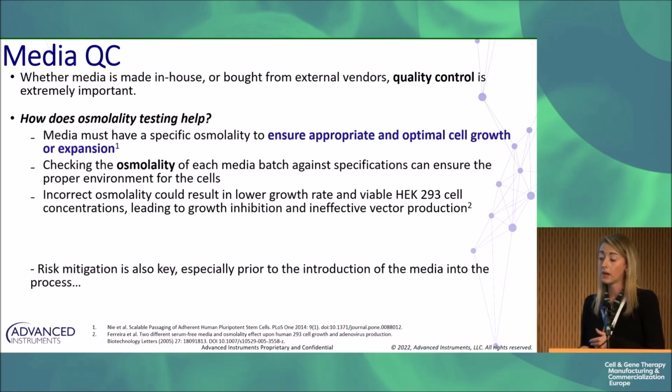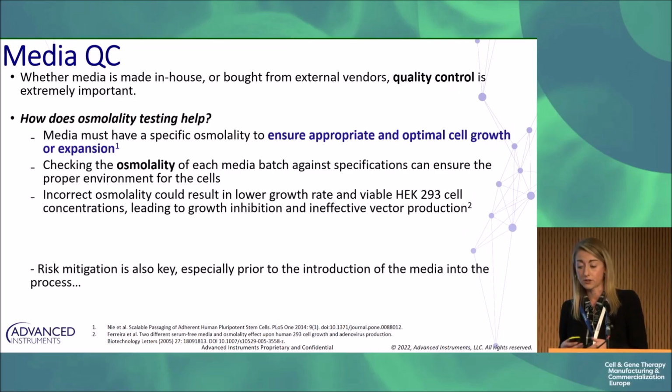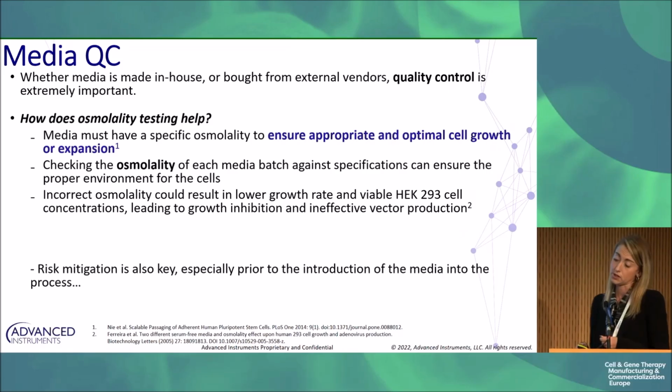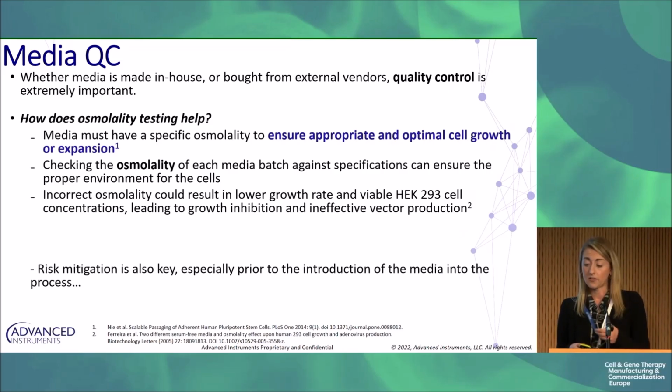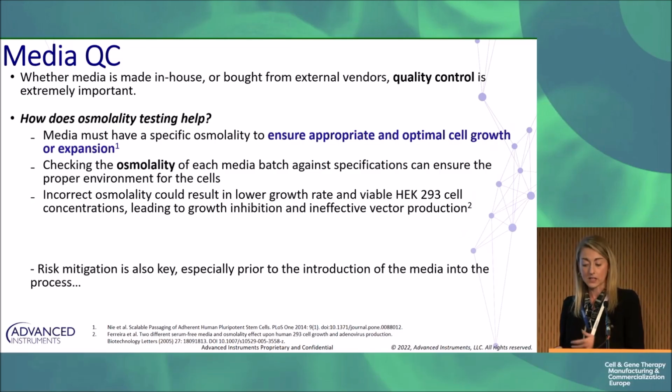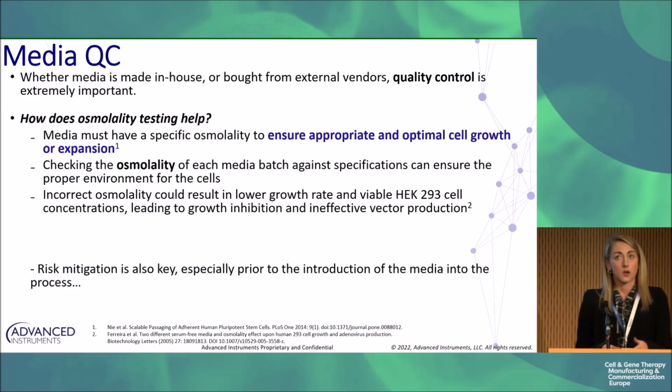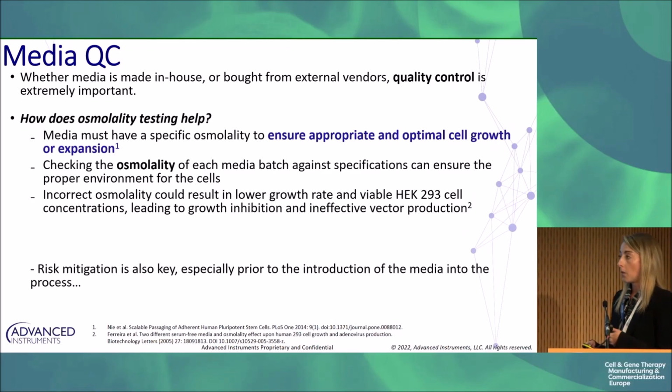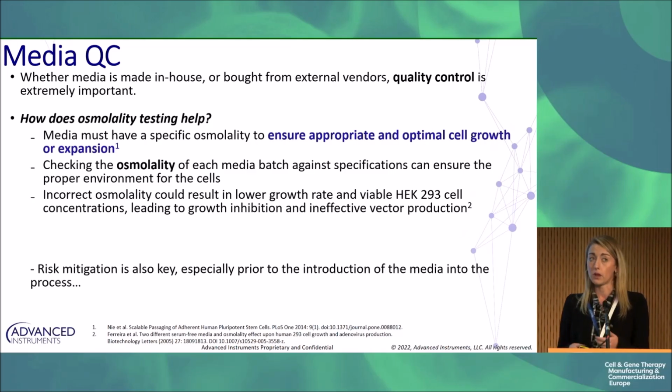So for example, an incorrect osmolality could result in lower growth rate and viable HEK293 cell concentrations, which could then therefore lead to growth inhibition and also ineffective vector production. My point down the bottom is risk mitigation is also key. So an example here being a company that we have spoken with was not osmolality testing.